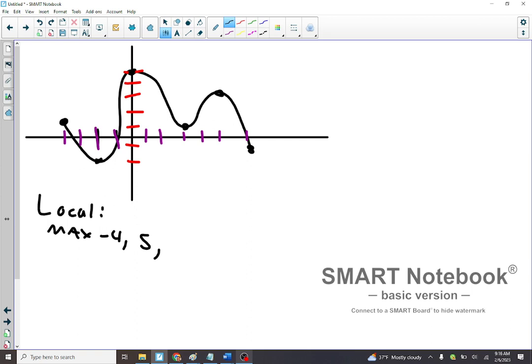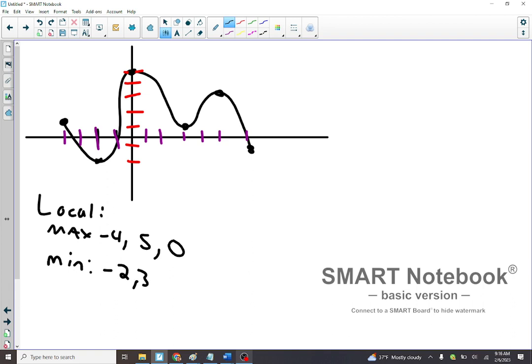No, only an absolute. An absolute max is still a local max. It's also a max locally. So also 0. Okay. So the mins is going to be -2.